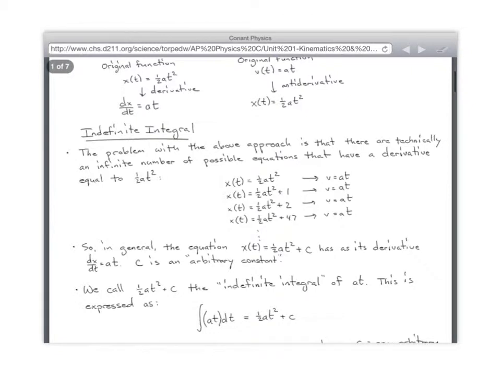What that means is, do you guys know what arbitrary means? It's not specified. And a constant is just some number, which we don't know. For example, if your original function was at, then if you go backwards, you get 1/2 at squared plus c.